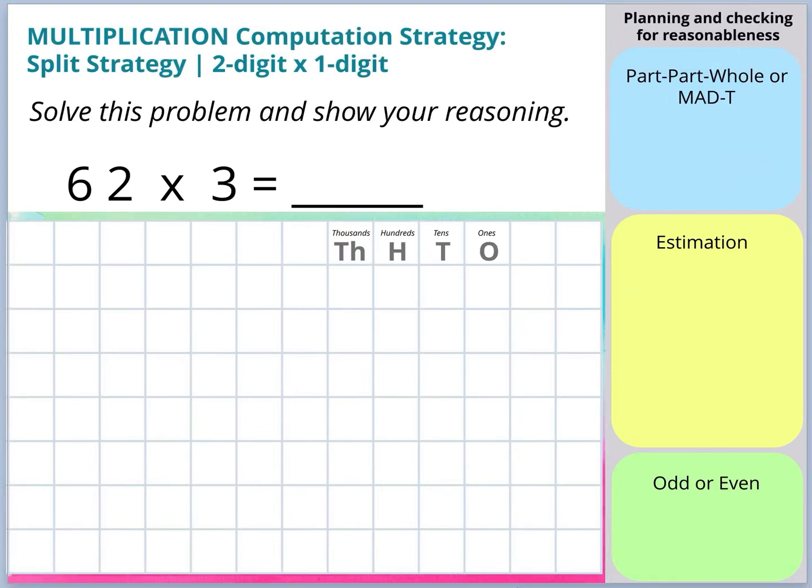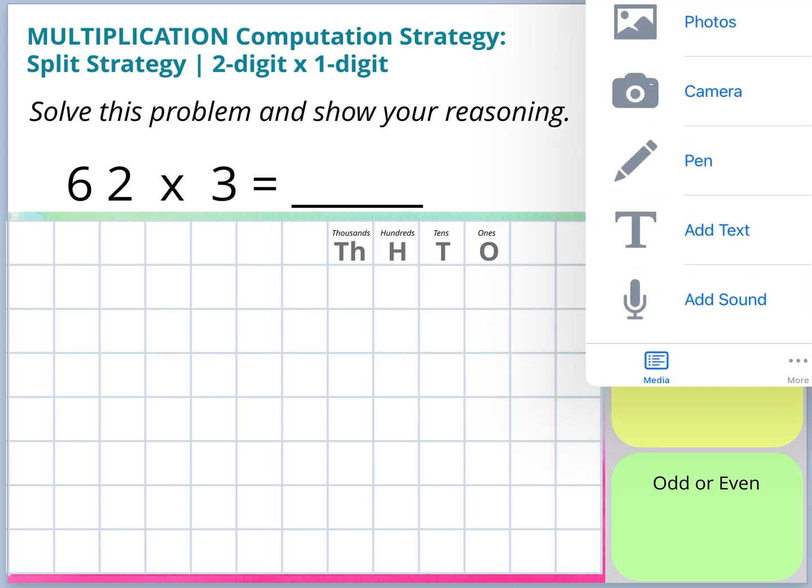Here we have a multiplication computation strategy. It's the split strategy this time. It's 2-digit times 1-digit. This is a strategy you might like to do after you have done the area model, because it's pretty much the same thing, just without the diagram.